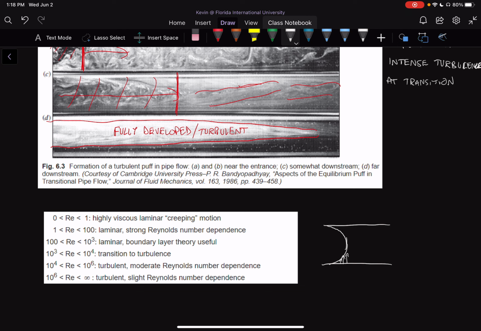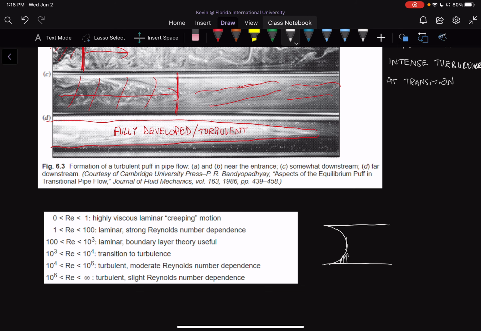Then from 10^4 to 10^6, we have fully turbulent flow. And we still have Reynolds number dependence, so the flow shape and the flow pattern will change as the Reynolds number goes up. And then once we get to over 10^6, we have fully turbulent flow, and the Reynolds number doesn't really matter above that. We just know that it's 100% turbulent, and it doesn't really change with speed of the flow or anything like that.